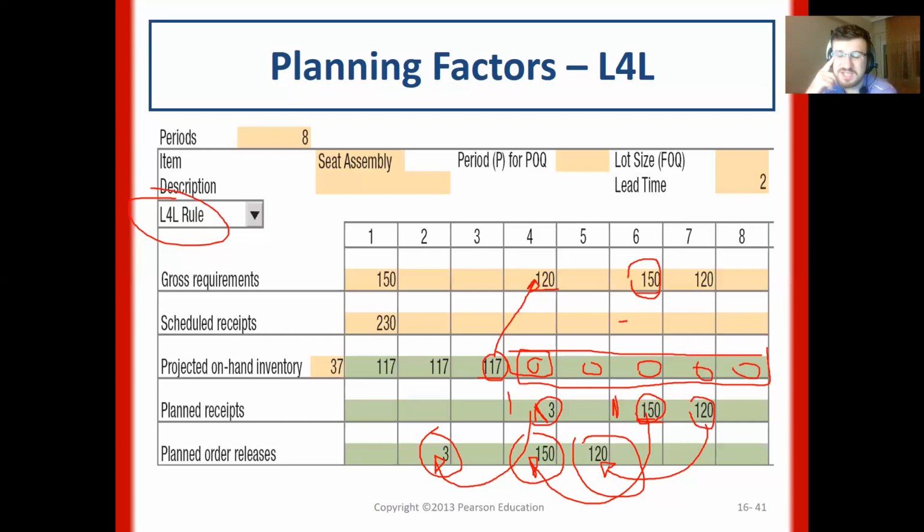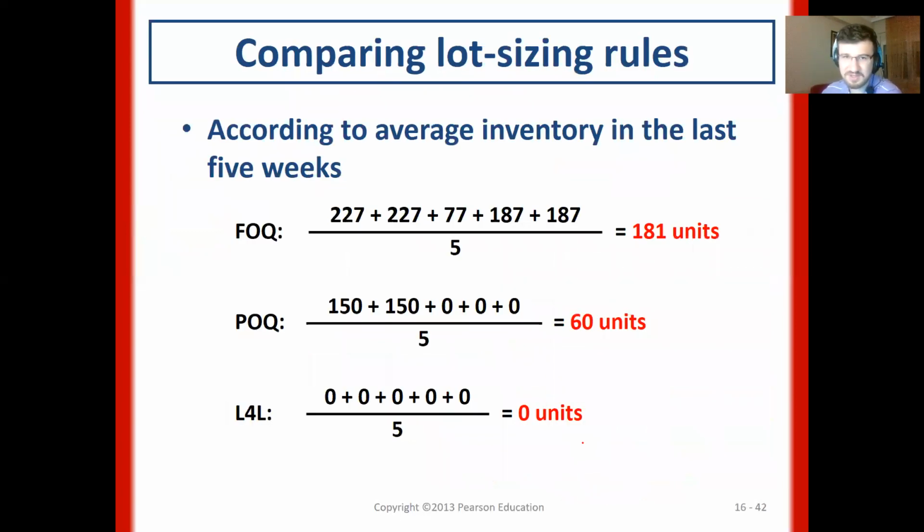If the setup cost is high, then this might be a problem. However, if the holding cost is high, lot for lot policy may result in lower annual holding and ordering cost. Okay, when we compare these 3 policies with respect to the average inventory in the last 5 weeks, because starting from week 4, we start to give new orders. That's why I only consider the last 5 weeks.